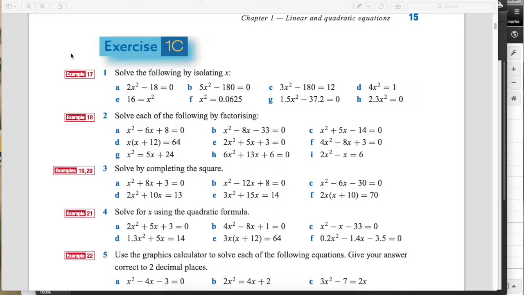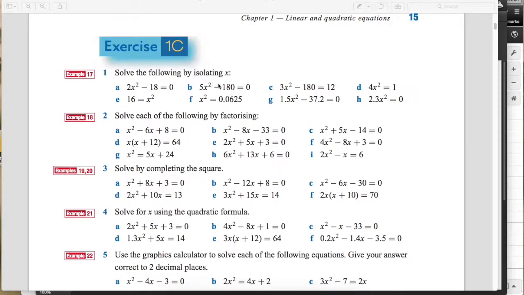In this video, we're going to have a look at how to use the quadratic formula to solve quadratic equations. So the questions we're looking at are from the Cambridge 11 Maths B textbook, exercise 1C, and specifically we're going to be looking at question 4 onwards.